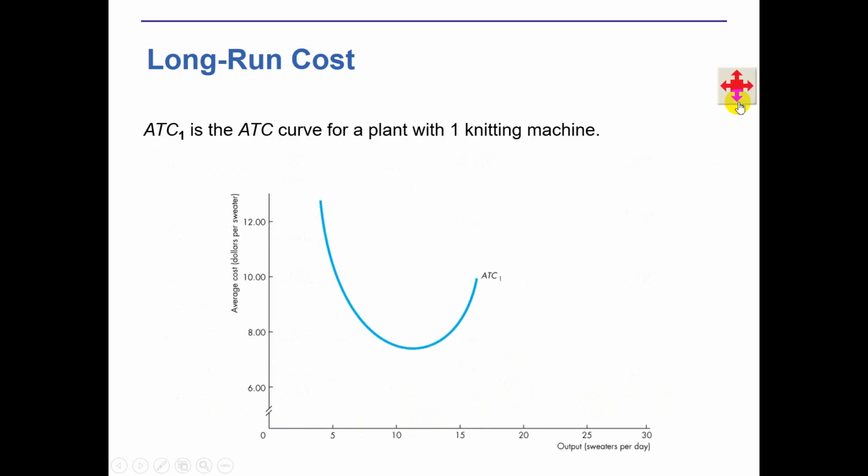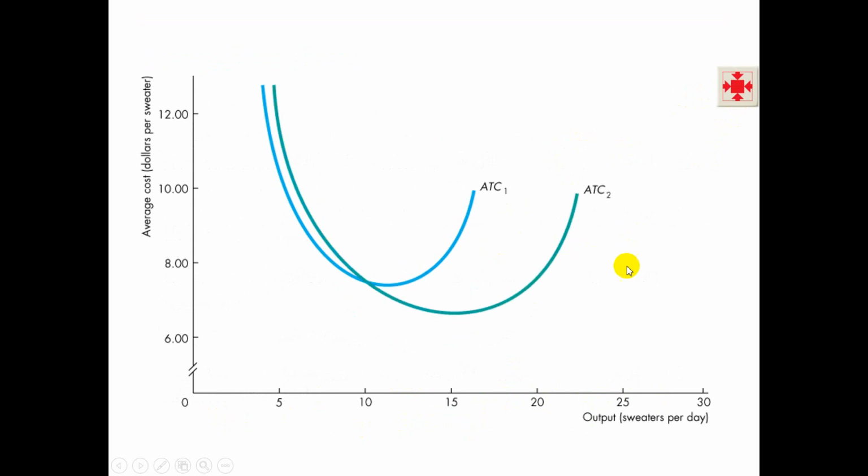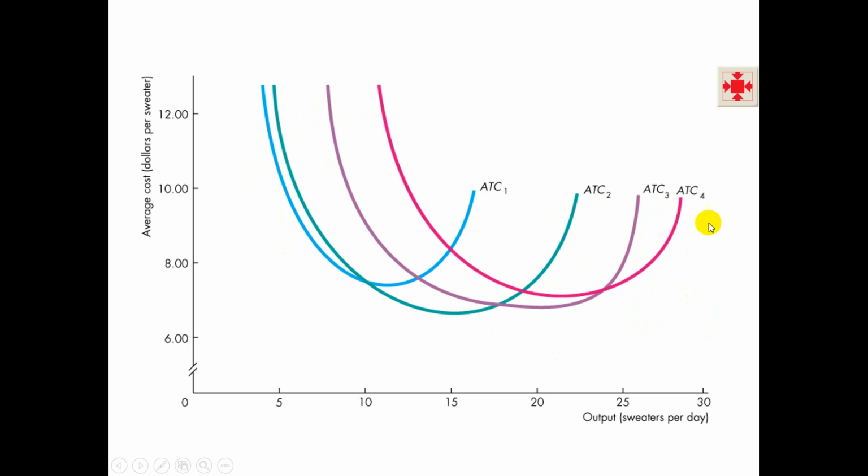Here, average total cost 1 comes from the first plant size, then the average total cost 2 comes from the second plant size. Here the average total cost curve 3 shows the average total cost of plant size number 3, and the average total cost 4 is the average total cost from plant size 4. So you can see here the different levels of average total cost.